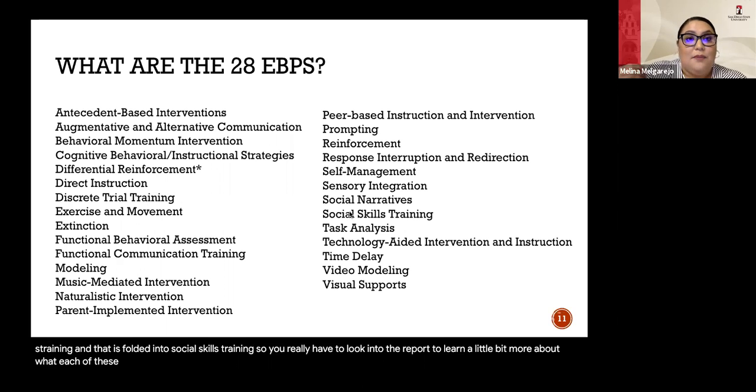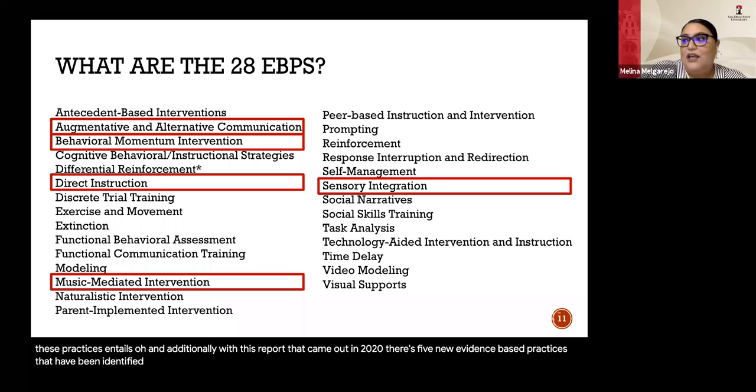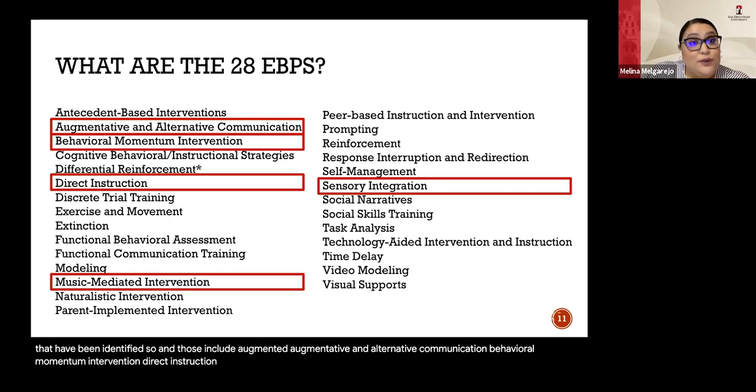of these practices entails. Oh, and additionally, with this report that came out in 2020, there's 5 new evidence-based practices that have been identified. And those include augmentative and alternative communication, behavioral momentum intervention, direct instruction, music mediated intervention, and sensory integration therapy.